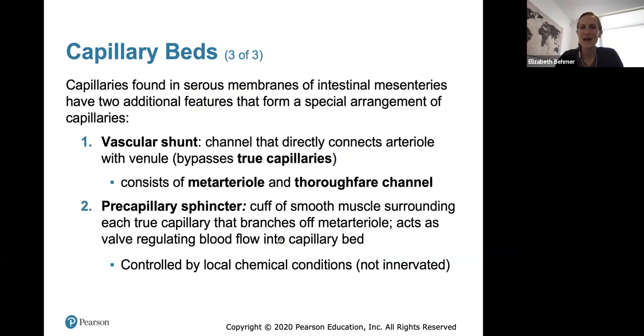Capillary beds can form a special arrangement of capillaries. We have vascular shunts and precapillary sphincters. The shunt is a channel that directly connects the arteriole with the venule, and it will bypass what we call true capillaries. And precapillary sphincters is a little piece of smooth muscle that surrounds each true capillary that branches off, and it acts as a valve which will just regulate the blood flow into the capillary bed.